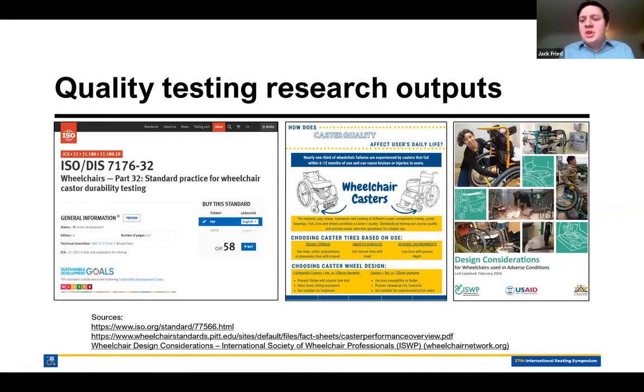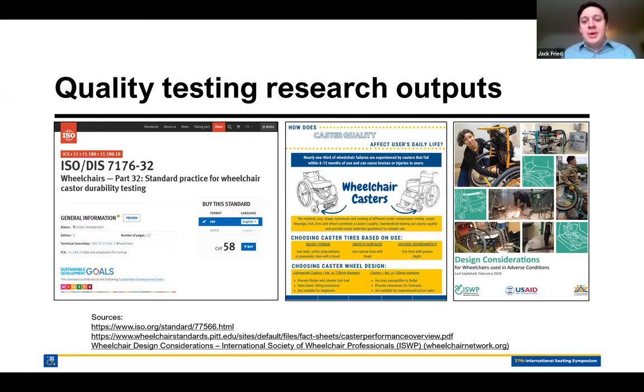So the next slide. After this, the biggest thing is actually putting out some research outputs based on the resources that we've developed here. One of them is the testing protocol that Dr. Mhatre just spoke about. It's towards the end phase now of being incorporated into ISO 7176 to be included in the suite of laboratory testing for wheelchair standards. So soon this will be an international standard on how to test wheelchair casters and how to track their performance.